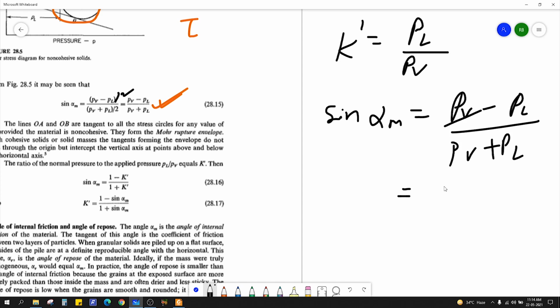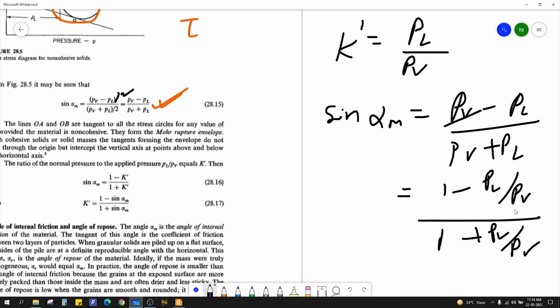So you'll get 1 minus PL by PV, similarly 1 plus PL by PV. Just replace PL by PV with K dash, and you'll get this formula. Now you can rearrange this equation to get K dash in terms of sine alpha. So now you can see K dash can be calculated using the angle of internal friction.